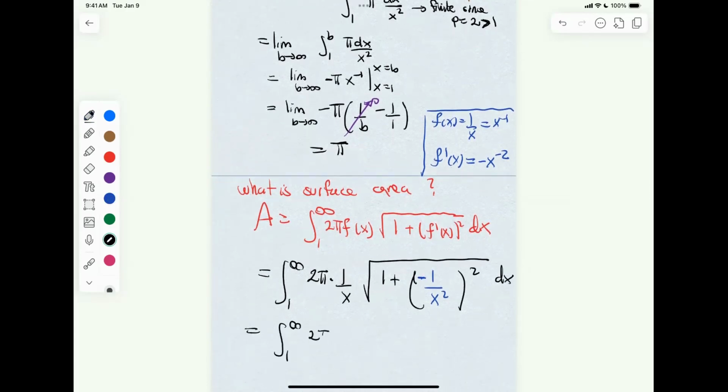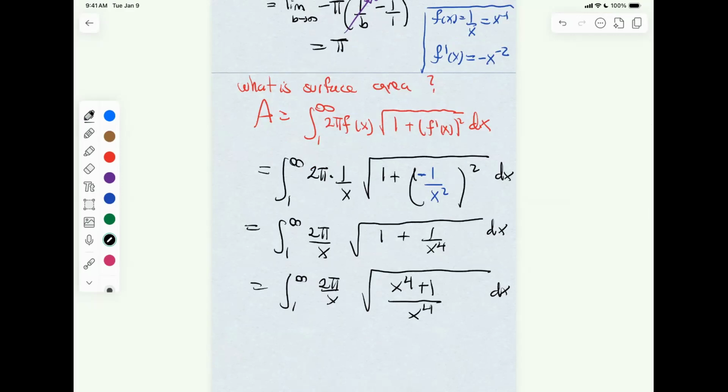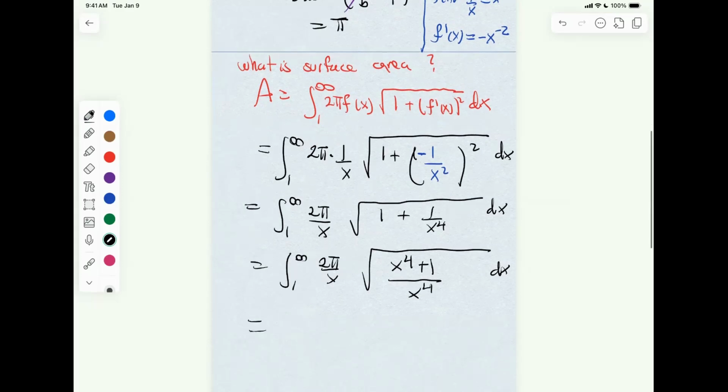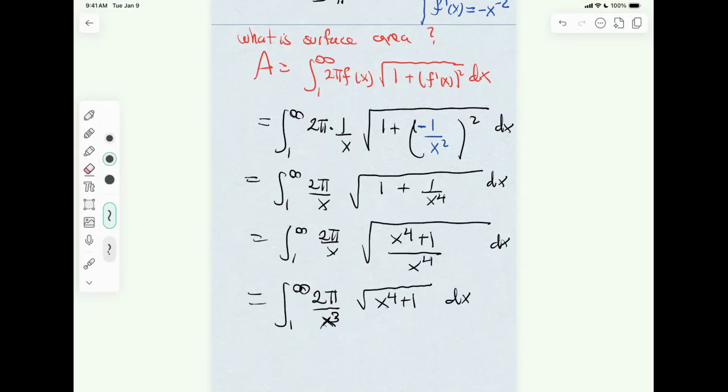Let's simplify this a little bit. So this becomes 1 plus 1 over x to the 4, dx. And this is the square root of x to the 4 plus 1 over x to the 4, dx. The best I can do here is to take the x to the 4 out of the square root as x squared. Because there's an x outside already in the denominator, it all becomes x cubed. So this becomes the integral from 1 to infinity of 2 pi times the square root of x to the 4 plus 1, over x cubed, dx. Is that okay so far? Any questions up to this point on manipulating things?